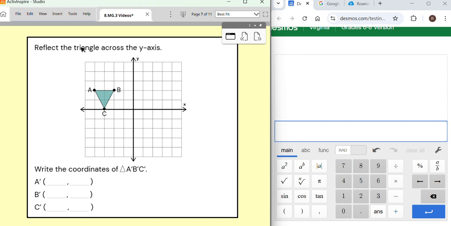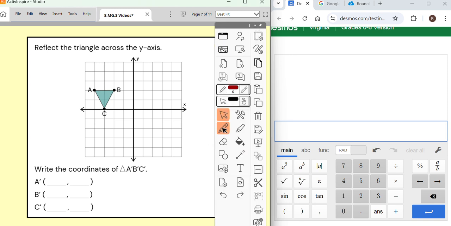This says to reflect the triangle across the y-axis, which is this one right here. And then we're going to write our new coordinates. So I'm going to start with A, and I'm going to go toward my y-axis. 1, 2, 3, 4. Then I'm going to go 4 more. 1, 2, 3, 4. Okay, let me get a marker because for some reason I am not using a marker.